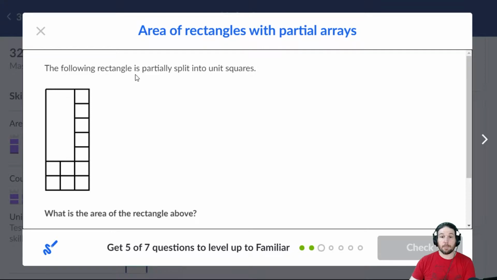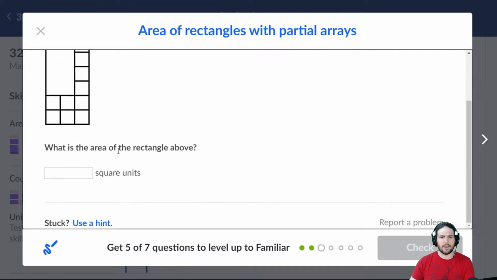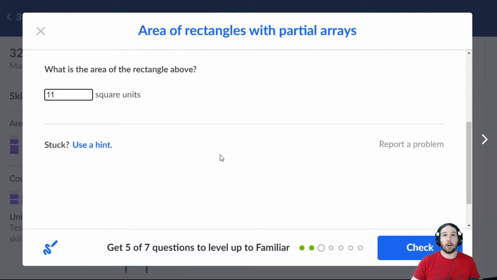The following rectangle is partially split into unit squares. What's the area? So in this case, we could just multiply this and subtract off this bit. But I think counting's probably easier here. 6, 7, 8, 9, 10, 11. It is totally okay to fall back on earlier techniques. Just remember that there will be later topics that might rely on what you need to know now. So even if you have your own way of doing things, which is a-okay, make sure you understand other people's ways of doing things also. And that's kind of an important life lesson, I think.